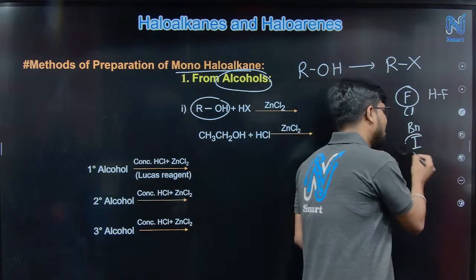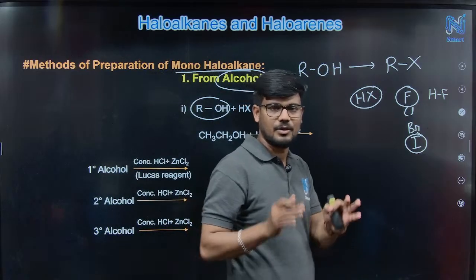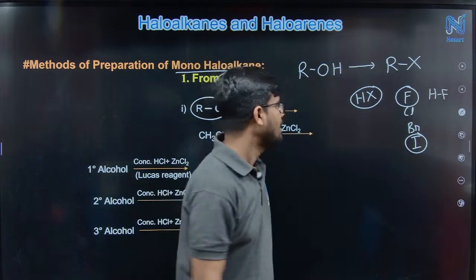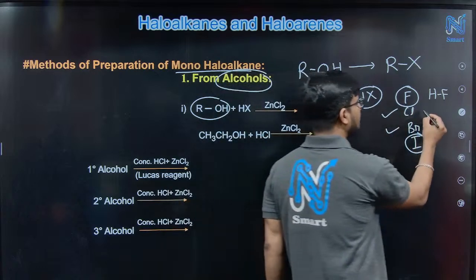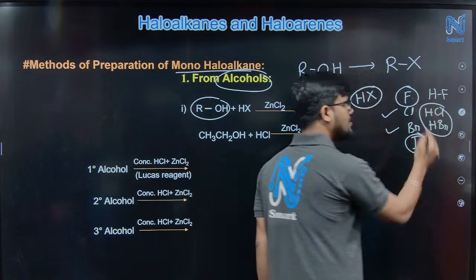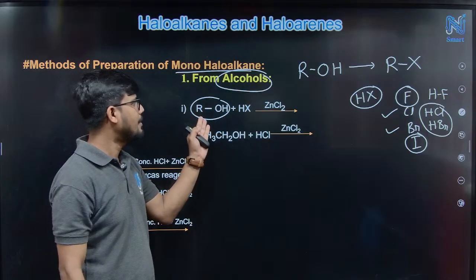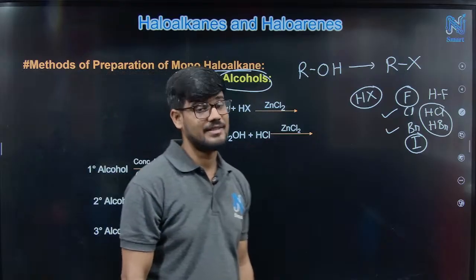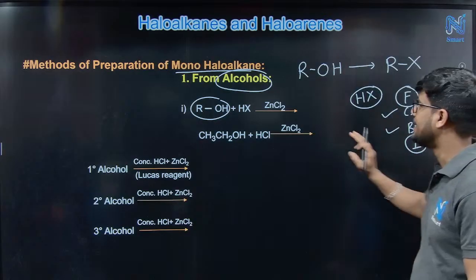And with iodine, here also we have some problem, we will discuss after some time. But mostly, whatever common preparation methods we are going to discuss, are mainly for Cl and Br, meaning we will use HCl and we will use HBr. Mostly we will focus on these two, right? So here you can see, from ROH, we are writing HX in presence of ZnCl2. Now what product we will get here? Now just check.